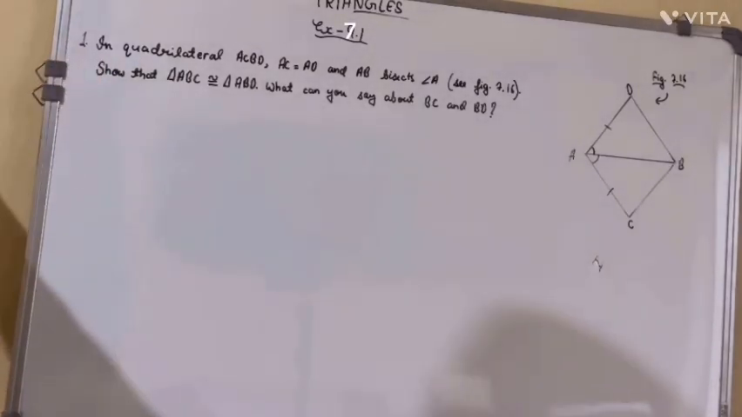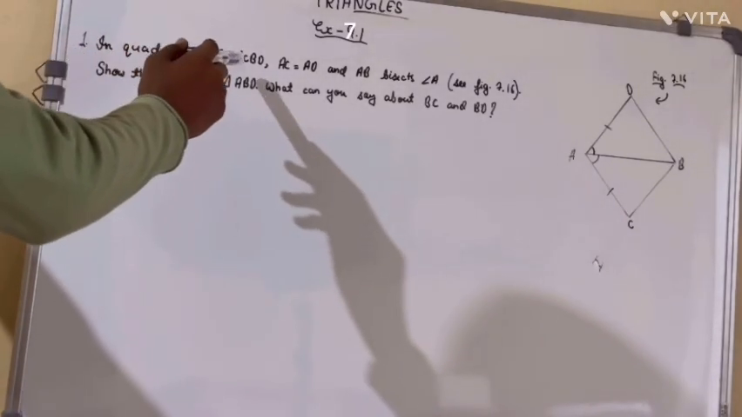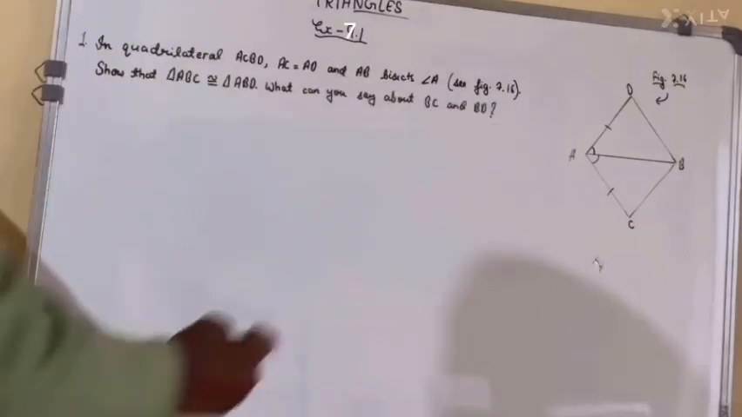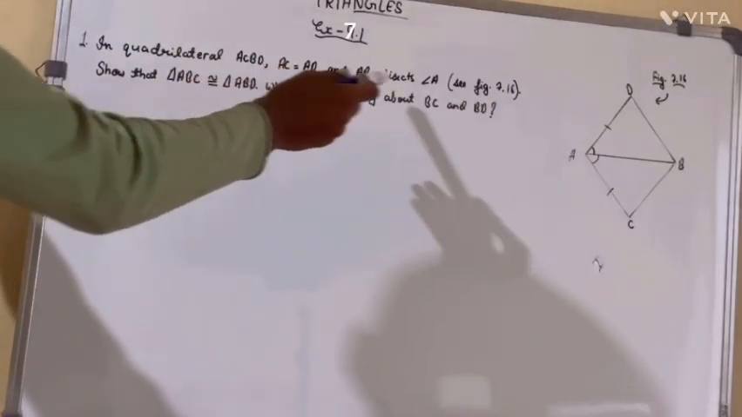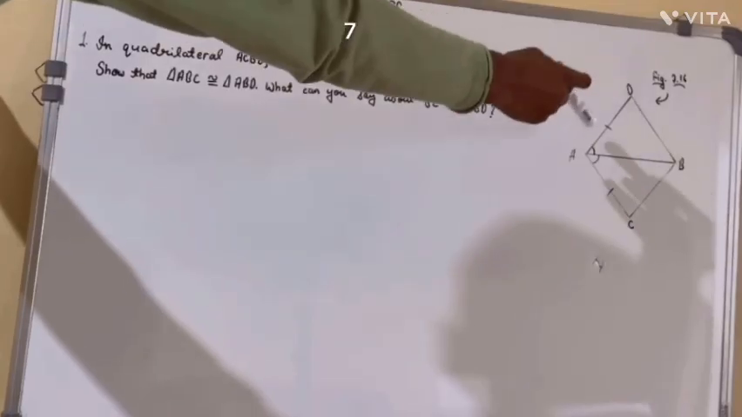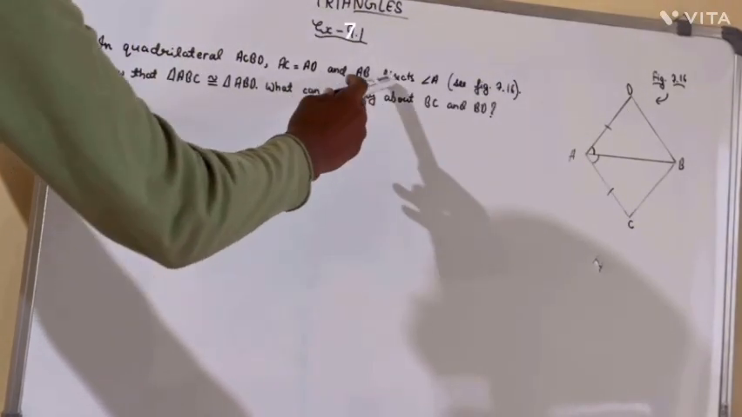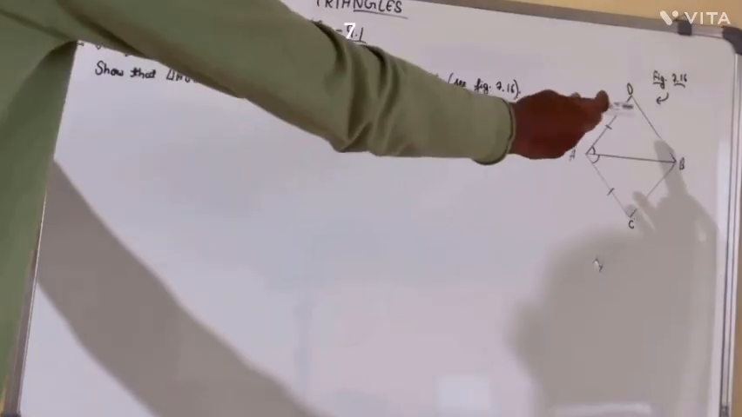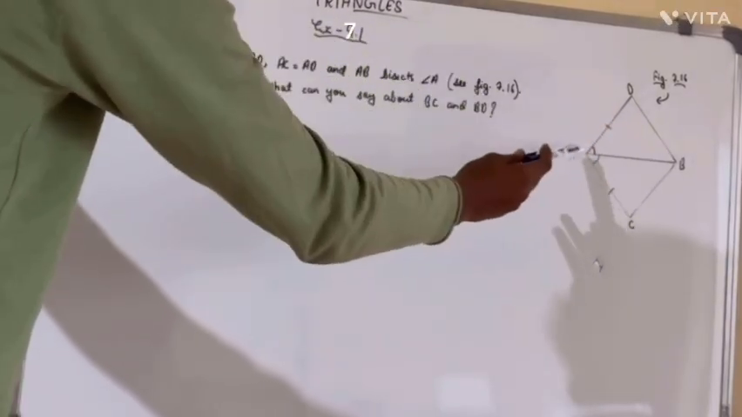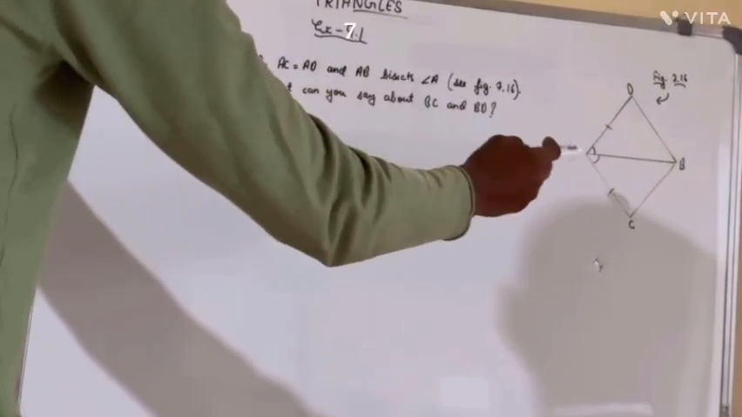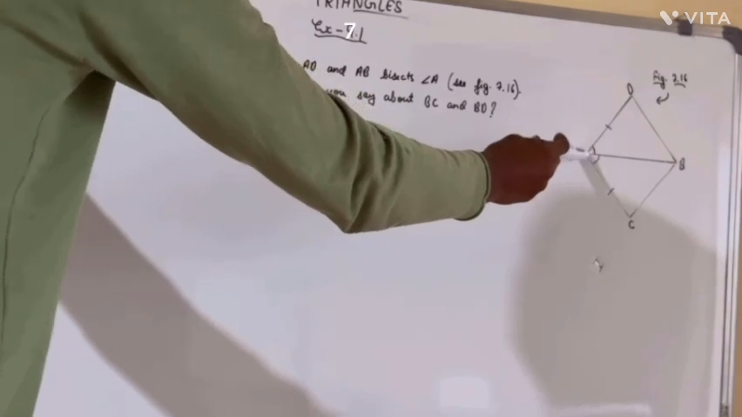The first question says: in quadrilateral ACBD, AD and AC are equal and AB bisects angle A. This line AB bisects this angle, and bisect means divide into two equal angles.